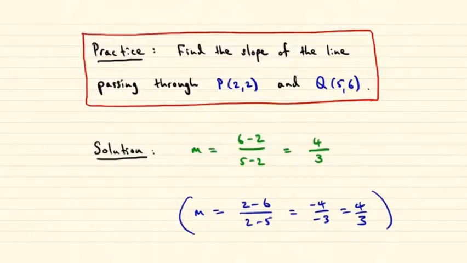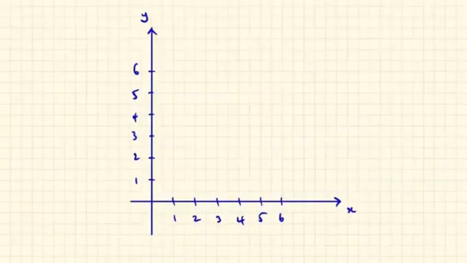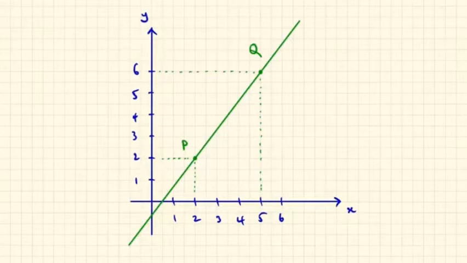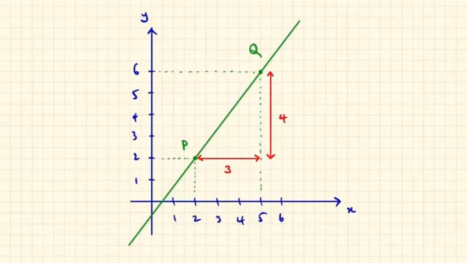How might we visualize this? Here's a copy of the xy plane, and add the points P and Q, and draw a line between them. As you move from P to Q, you can see that the horizontal run is 3 units. And the vertical rise is 4 units, so the slope is 4/3, a bit more than 1. So the angle of inclination is a bit more than 45 degrees, and we'll have a lot more to say about angles in the next module.